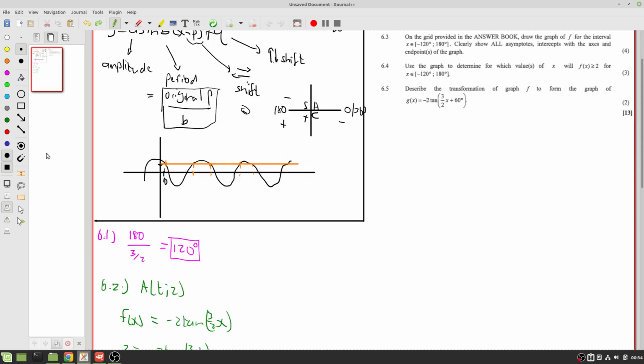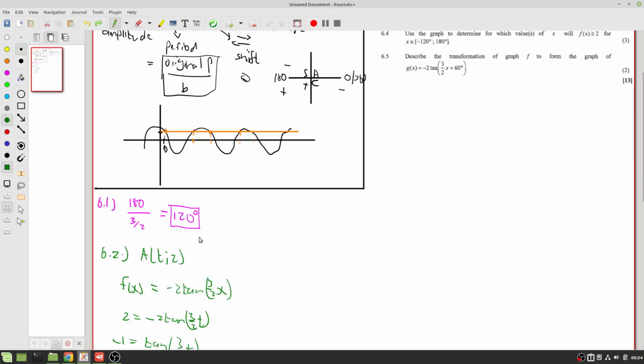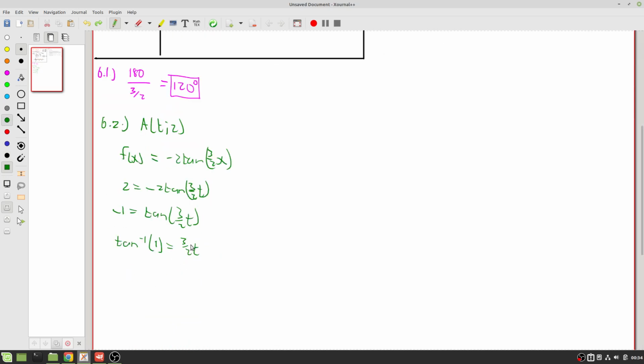Alright, so we're going to use that. So we see here we've got arctan of 1 equals 3 over 2. So if you type arctan of 1 in your calculator, you'll get 45 degrees. So we're going to say that's our reference angle.